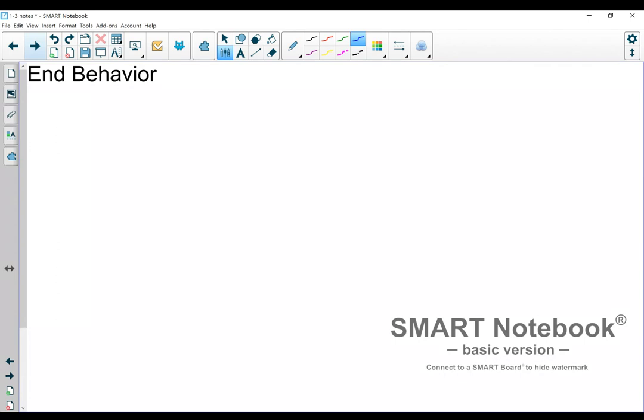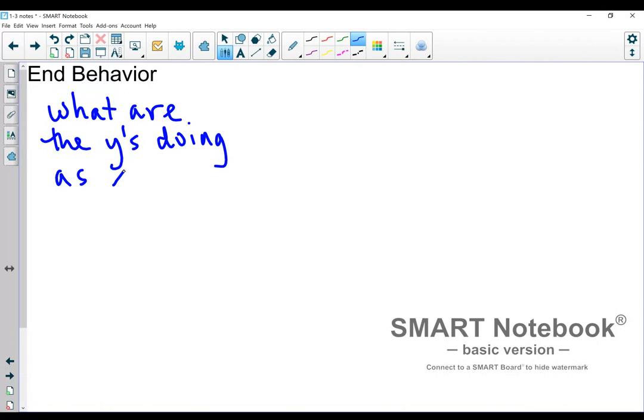End behavior. When we talk about end behavior, we are really looking at what is going on with our y's. So let's write this as: what is happening with our y's, or what are the y's doing, as x goes to the right and left.